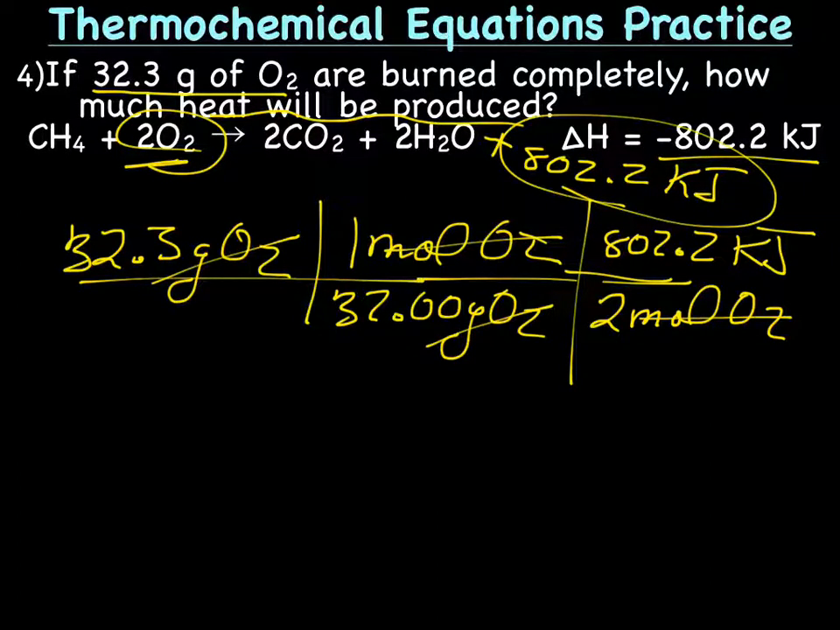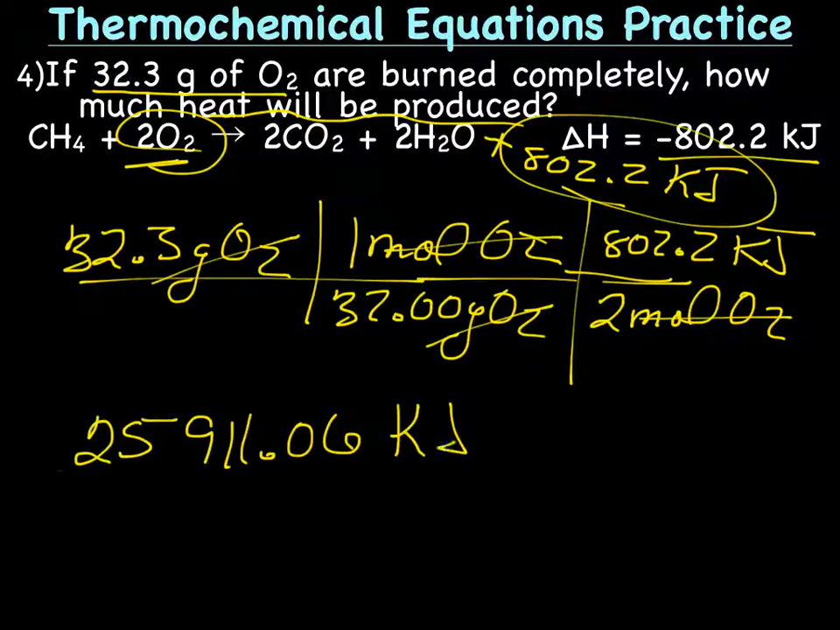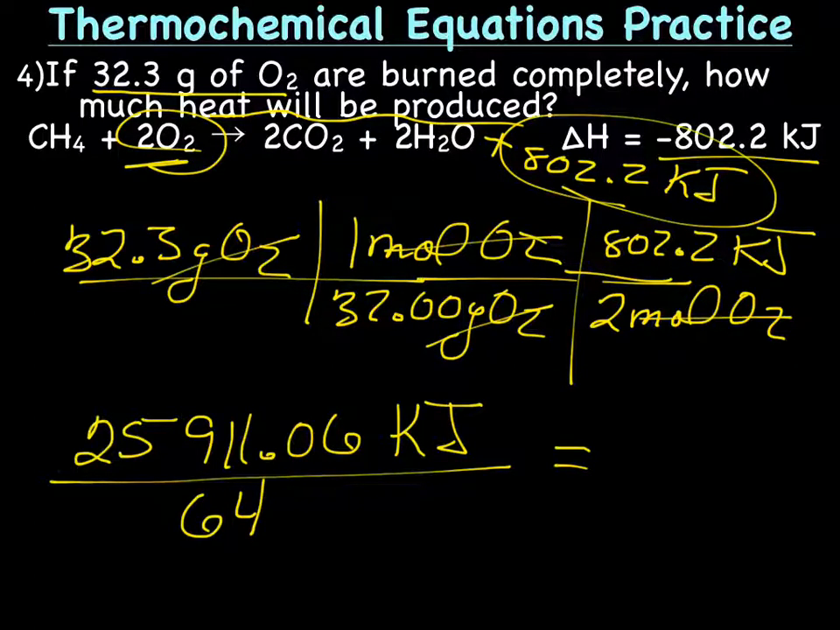When I multiply across the top, I got a big old number here, 25911.06 kilojoules. And when multiplying across the bottom, I came up with 64. From there we divide, giving us 404.86 and so forth kilojoules.